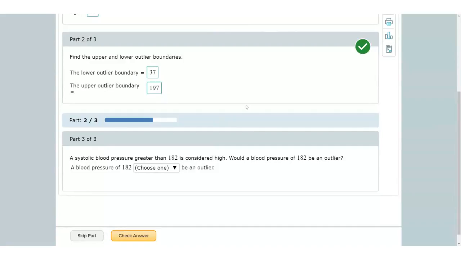All right, now, a systolic blood pressure greater than 182 is considered high. Would blood pressure of 182 be an outlier? Answer that for me. Is it an outlier or not? We have enough information now here to figure that out. No, and why won't it, Raina? Why not?